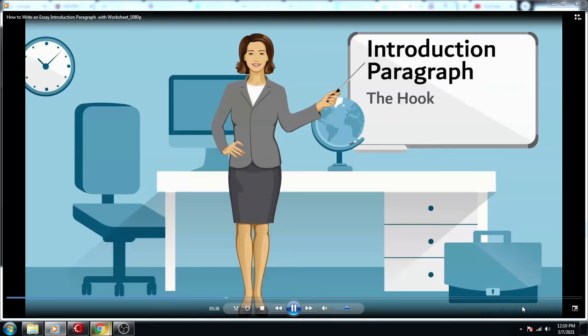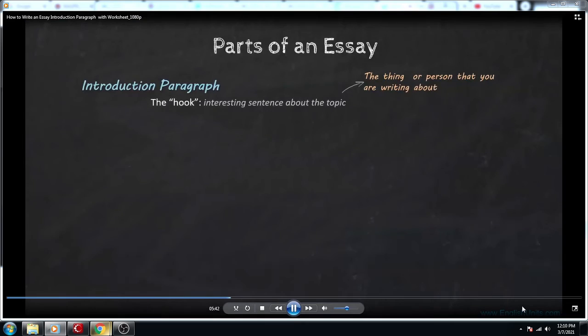The next part of the introduction paragraph we'll talk about is background information. Okay, so you start your introduction paragraph with the first sentence called the hook.